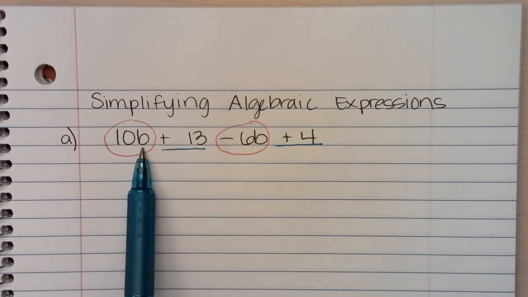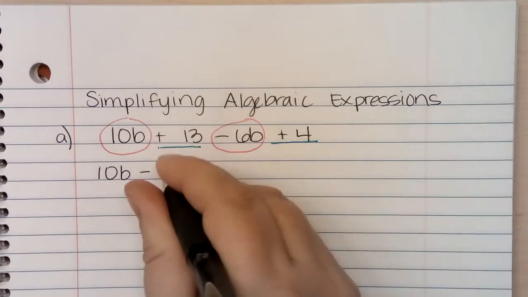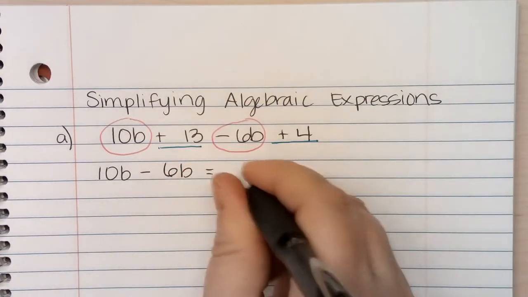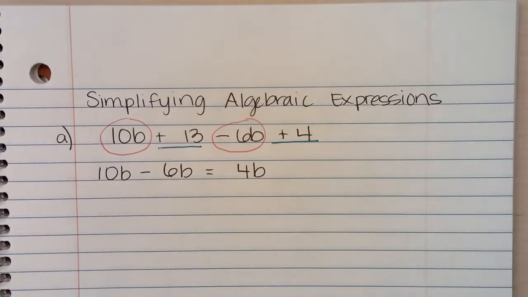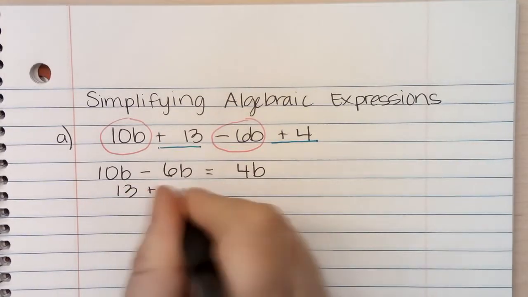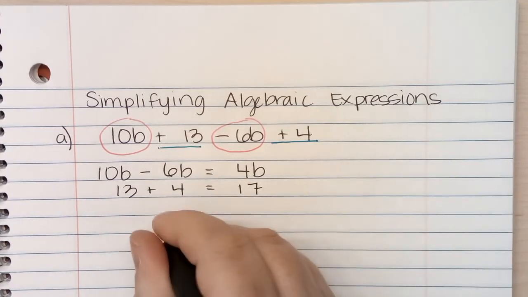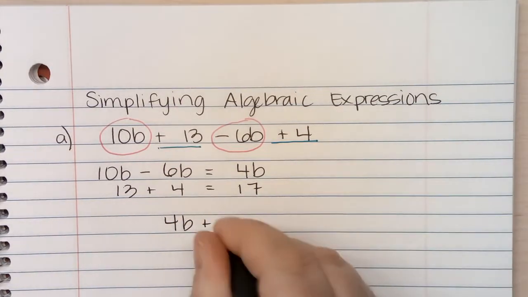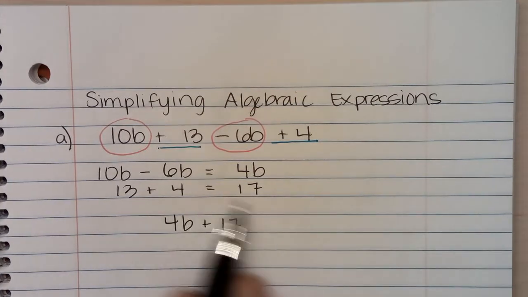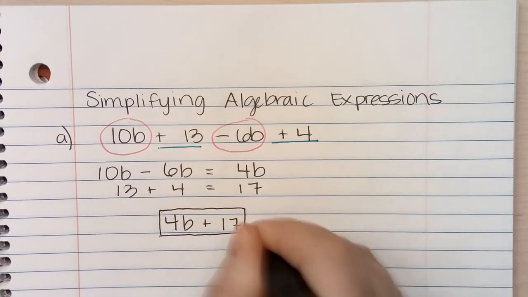So I have 10b minus 6b. I can combine those together to get 4b. I also have 13 plus 4, which equals 17. These are both positive, so when I rewrite it, I'm just going to write 4b plus 17. That's as far as I can simplify. I cannot put these together because they are not like terms. So this is my final answer, 4b plus 17.